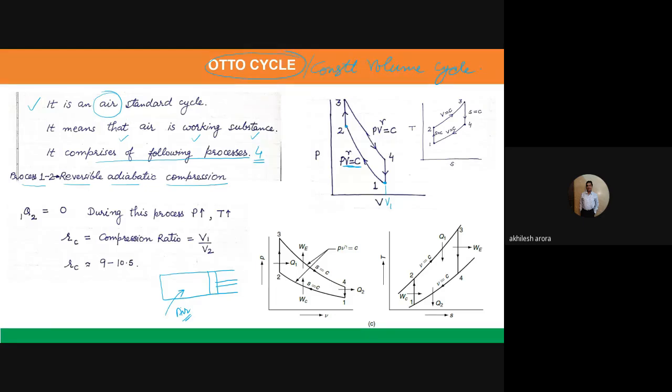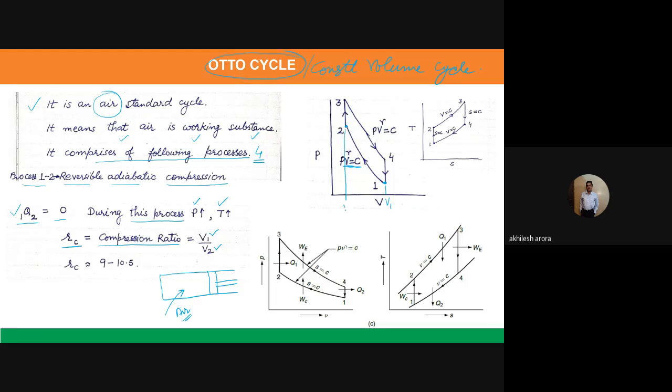So I have written here, heat transfer during the process 1 to 2 is 0. And because the compression is taking place during this process, the pressure will increase and the temperature will also increase. And we define a particular parameter known as the compression ratio. It is written as RC, and it is the ratio of V1 by V2. So this is V1 and this is V2.